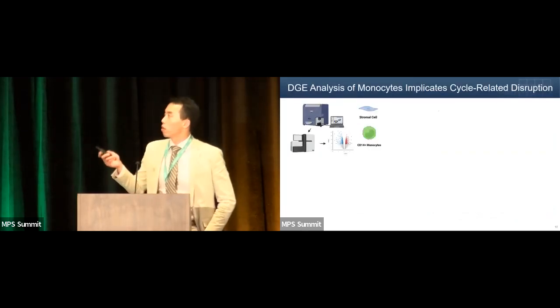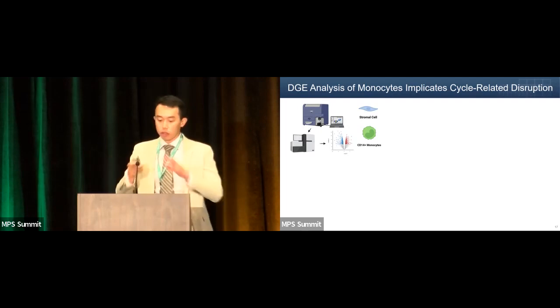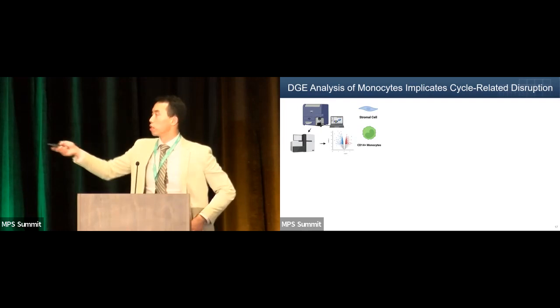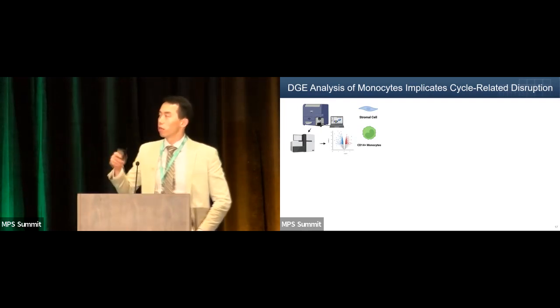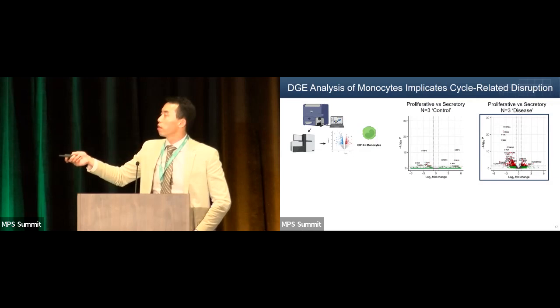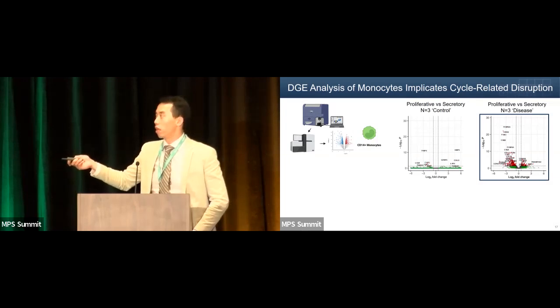So what we did is we can also dissolve these gels, these co-cultures, and then separate out using flow sort the stromal and monocyte populations. So I'm going to tell you briefly about the monocyte story. If we were to take volcano plots of the differential gene expression analysis and compare between proliferative and secretory, you can see that in this control group, the monocytes, there isn't a significant difference in the amount of differentially expressed genes. But in disease, there are a lot of genes implicated.